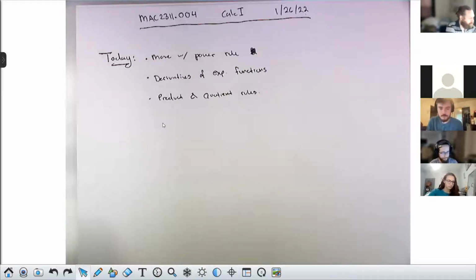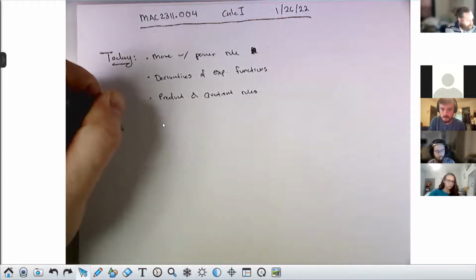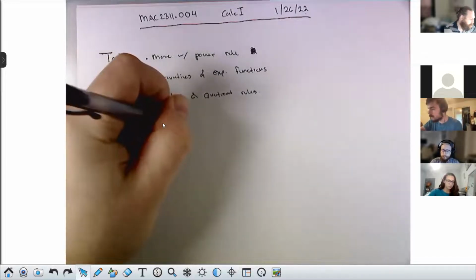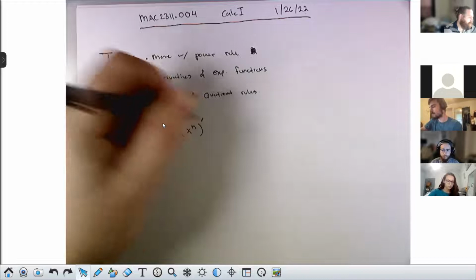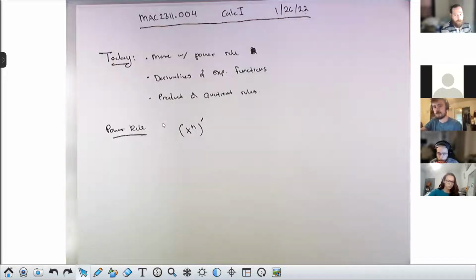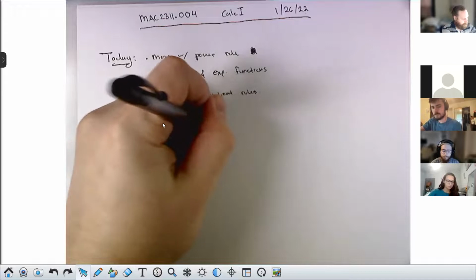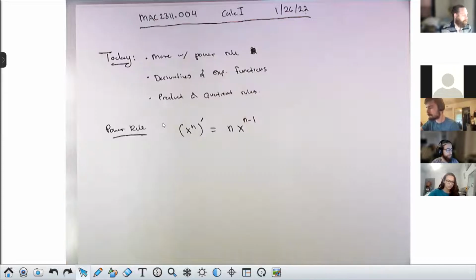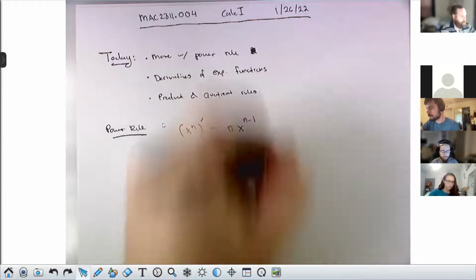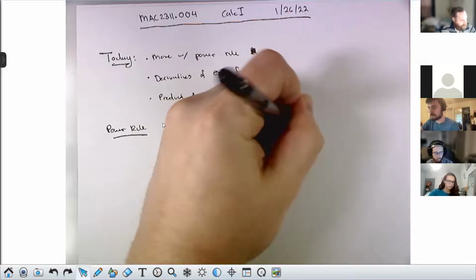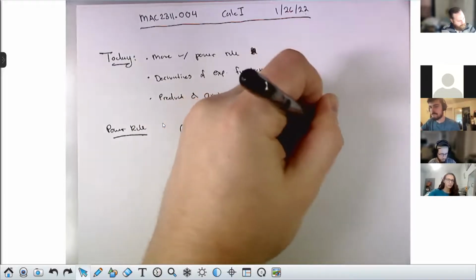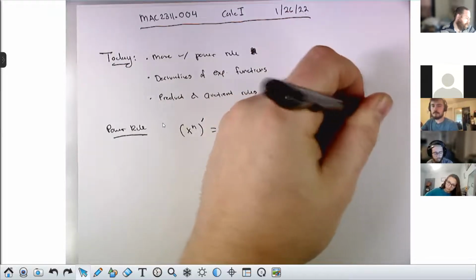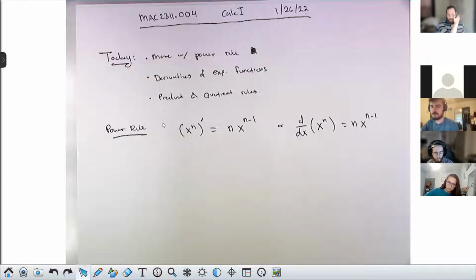Let me just remind you what the power rule said. This said that if you want to take the derivative of x to the n, so x to the n all primed, that is n times x to the n minus 1. Or in Leibniz notation, you could say d/dx of x to the n is n x to the n minus 1. That was our power rule.